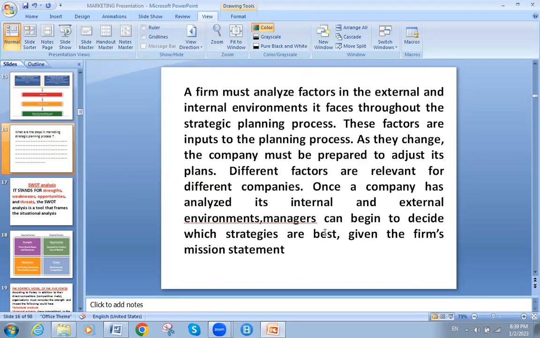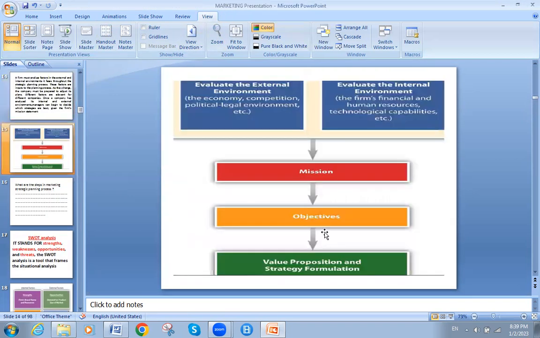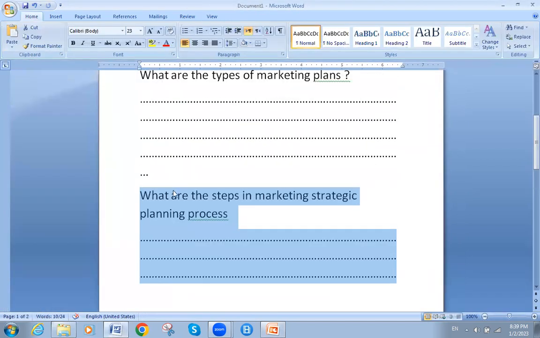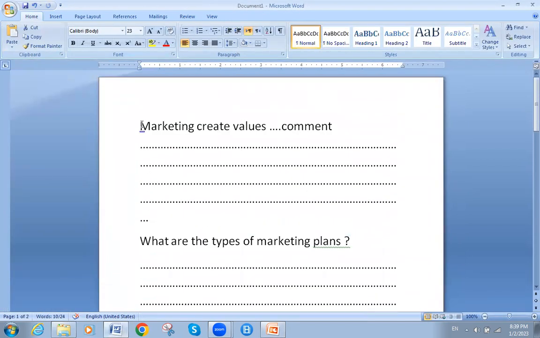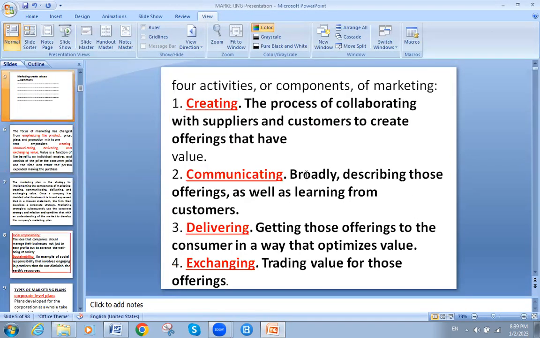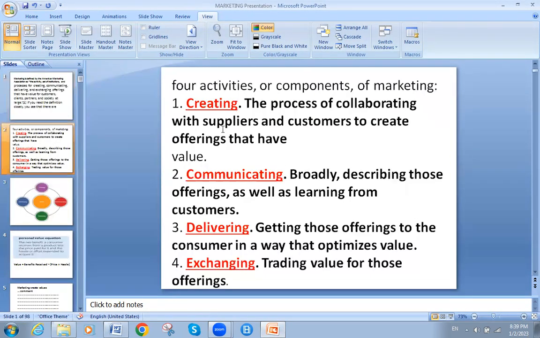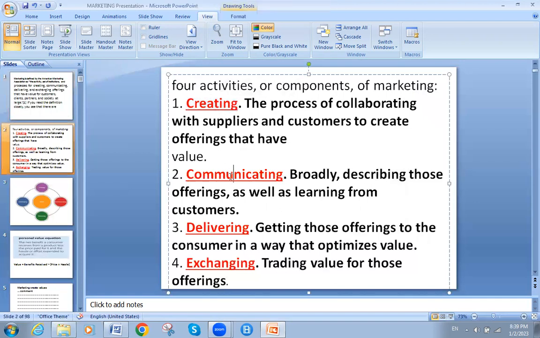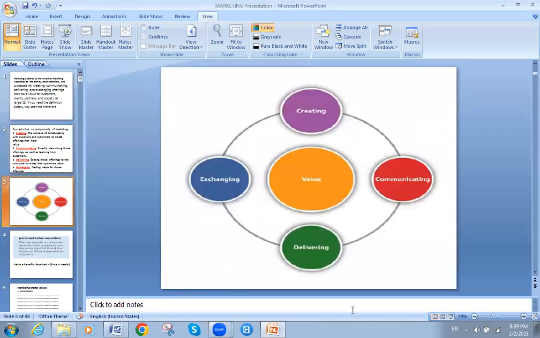So we came to the end of this lecture today. We had today 3 questions here. We have answered 3 questions here today. The first question is about marketing creating values. And we said we have 4 types of values. Let me remind you quickly. We have create the values, communicate values, delivering values, and exchanging values. And that's what we see here. Those are the 4 types of values.